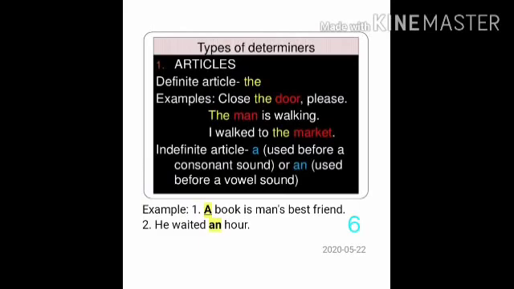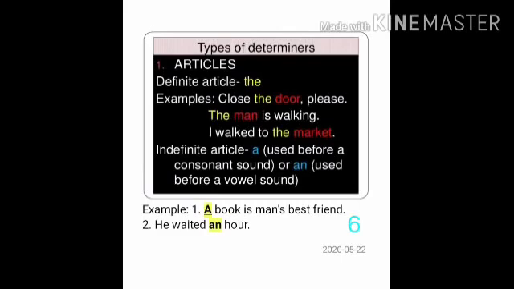A and an are indefinite articles and are used when you are talking about the general version of the noun. Indefinite article a is used before a consonant sound and an is used before a vowel sound. Means a precedes a singular countable noun that has a consonant sound and an precedes a singular countable noun that has a vowel sound. Example first. A book is man's best friend. Here we are referring to all the categories of book, not any specific one. So a is used here as a consonant sound countable noun.